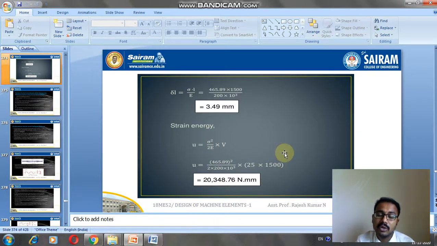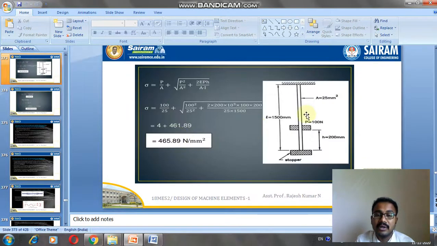I request everyone to solve this problem by using your own calculators, and just change the values of area, Young's modulus, length, and other things, and just find out whether you people are getting similar kind of answers.